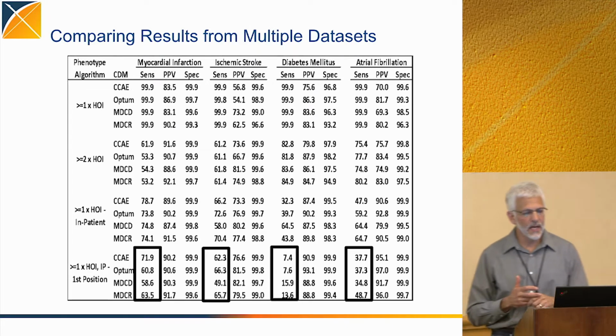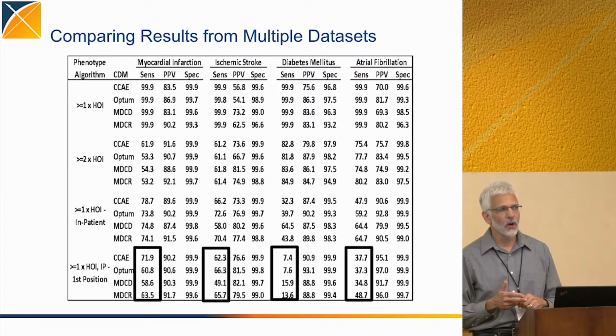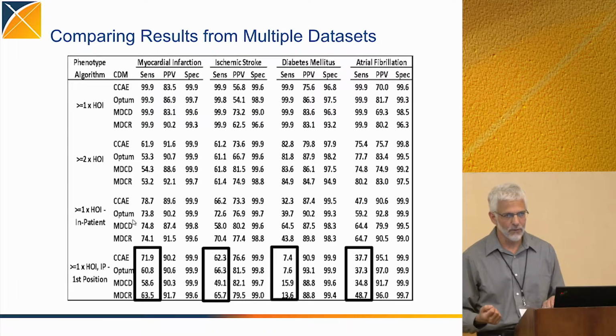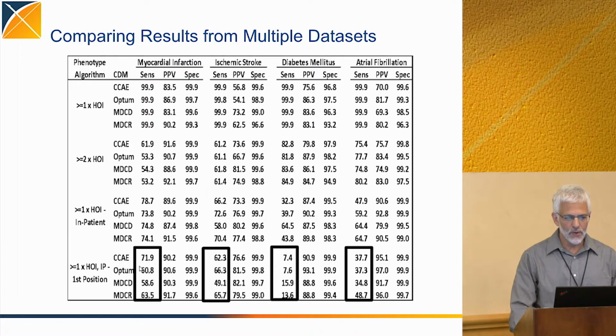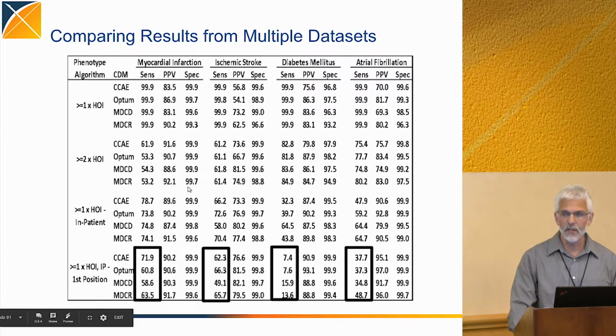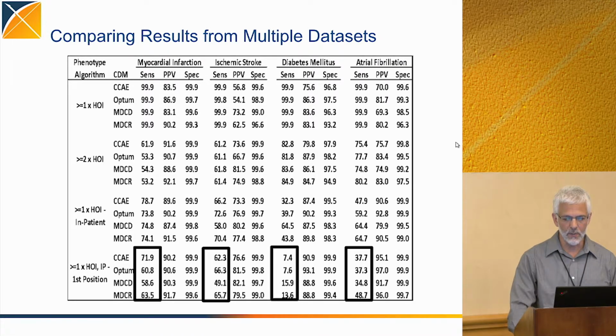The other thing you see is as the algorithms get more specific. This bottom one is one time, but it's inpatient, and it's in the first position, so it's the primary reason for admission. You see that the sensitivity has dropped down significantly, so you've lost a bunch of people. You also see a range of the sensitivity. The positive predictive value, as you would expect, increases as you get more specific with your phenotype.